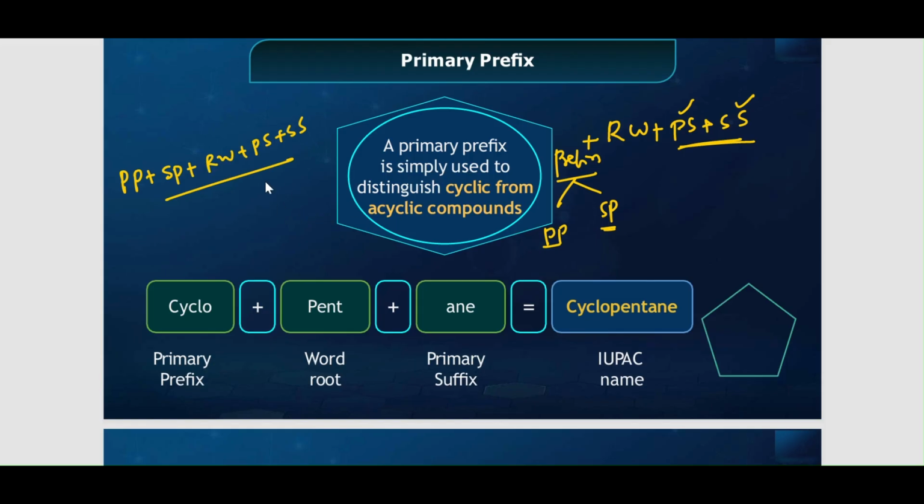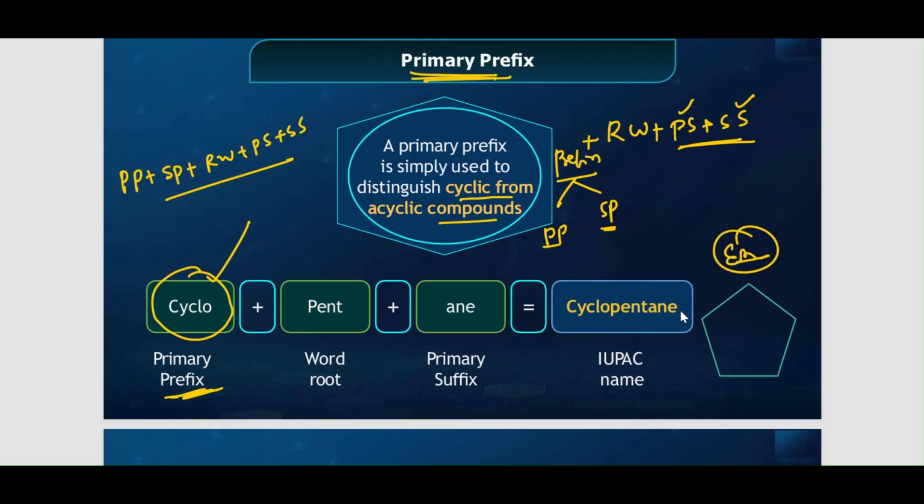Now the primary prefix. We are going to discuss the primary prefix. Already I told you prefix is nothing but what comes before the root word. The primary prefix is only used for cyclic compounds. It is not for open chain compounds, only for closed chain compounds. For those closed chain compounds, we will use the word cyclo as the primary prefix. Clear? So once again, it is applicable only for closed chain compounds. The term cyclo can be used as the primary prefix.